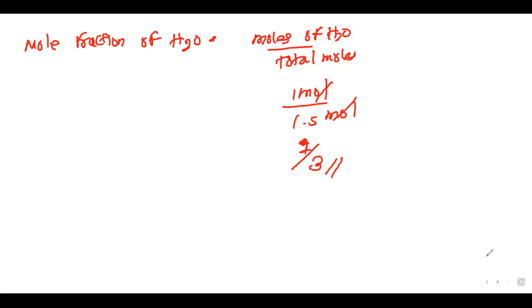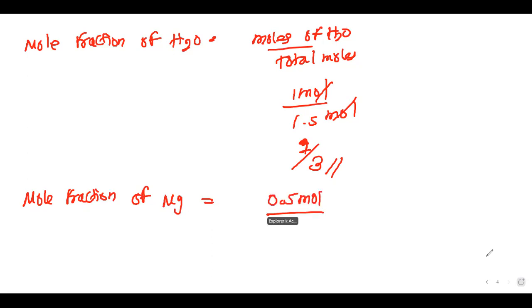Okay. So you can go for the mole fraction of magnesium as well. Right. The number of magnesium moles is 0.5 moles, and the total number of moles is 1.5 moles. Moles to moles cancels off. So then 1 over 3 would be the answer for the mole fraction of magnesium.